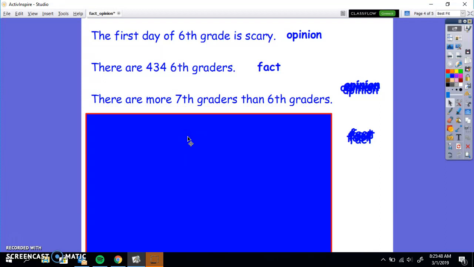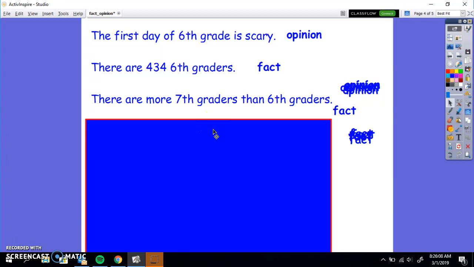There are more seventh graders than sixth graders. So this is going to be a fact because I can verify that. I can get the number of sixth graders and the number of seventh graders and compare those and see that it is truly a statement that can be proven.